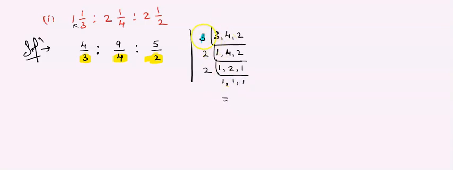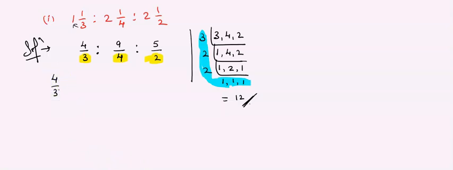Now we have to multiply these terms. Okay, I hope you know this. You have to multiply these terms. That is 3 into 2 into 2 into 1. 3 2s are 6, 6 2s are 12, 12 into 1 is 12. So the LCM of all the denominators is 12. So now what should we do?